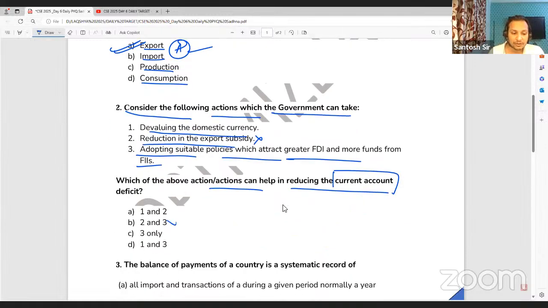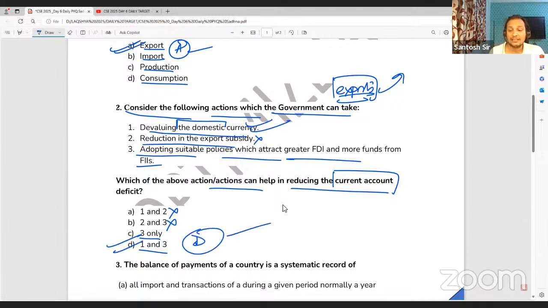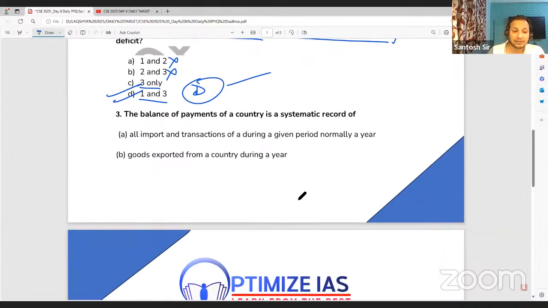If you remove 2, we are left with 1 and 3 only. So the answer is devaluing of currency. When we devalue our currency, our exports become more competitive. So guys, this is good. So the answer is 1 and 3 only. Answer is option D. Next question, guys.